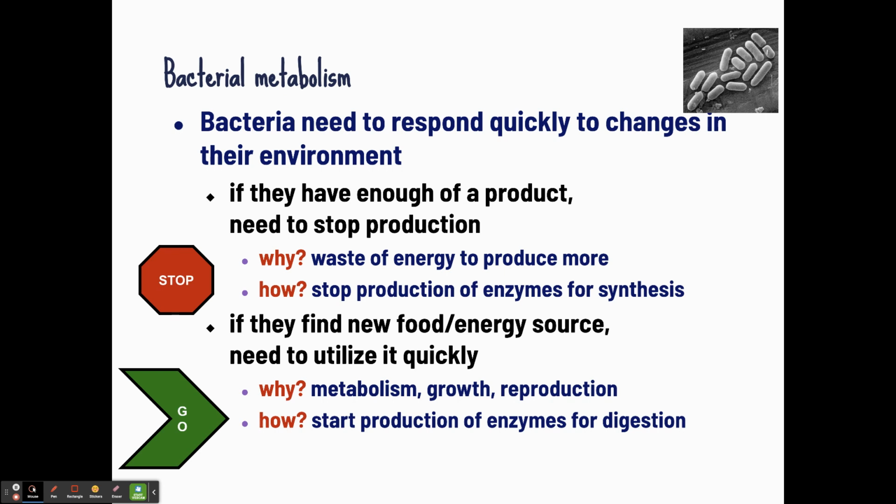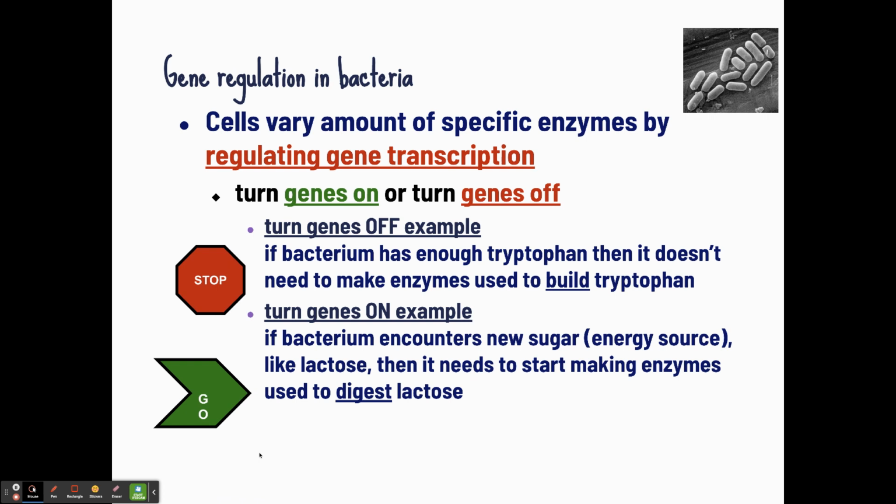However, if they find new food or an energy source, they need to utilize it quickly. Why? If they find energy, they need to use it for metabolism, for growth and reproduction. And so to do that, they have to start the production of enzymes for digestion. Same thing as with us. We get hungry, we eat, we need to make enzymes for digestion. Once we've made enough enzymes in our systems as well, then our body has to signal itself to tell it to stop. So cells vary the amount of specific enzymes by regulating gene transcription. So look at this term, regulating gene transcription.